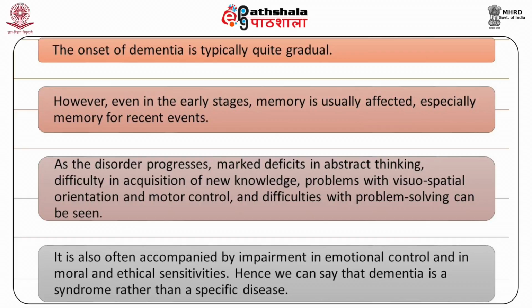However, even in the early stages, memory is usually affected, especially memory for recent events. As the disorder progresses, marked deficits in abstract thinking, difficulty in acquisition of new knowledge, problems with visuospatial orientation and motor control, and difficulties with problem solving can be seen. It is also often accompanied by impairment in emotional control and in moral and ethical sensitivities.